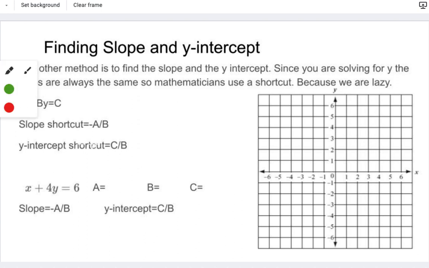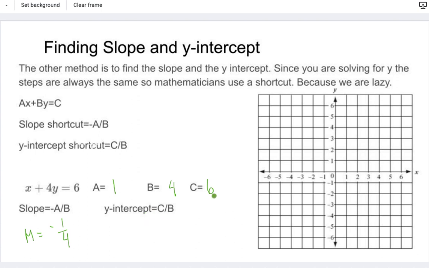So all we want to do right now is write down what's a, what's b, and what's c. So we have 1x. There's no number there, that means we have one of them. We have 4y, so b is 4. And c is 6. So remember, the slope is negative a divided by b. So we have negative 1 divided by 4. So m equals negative 1/4.